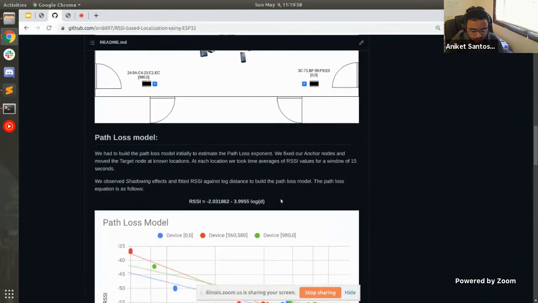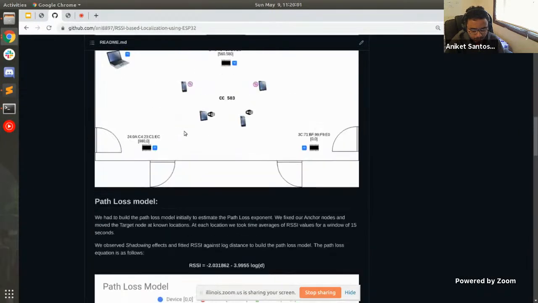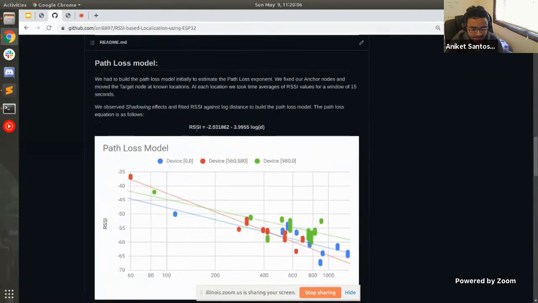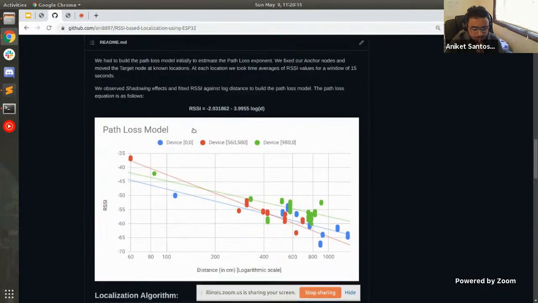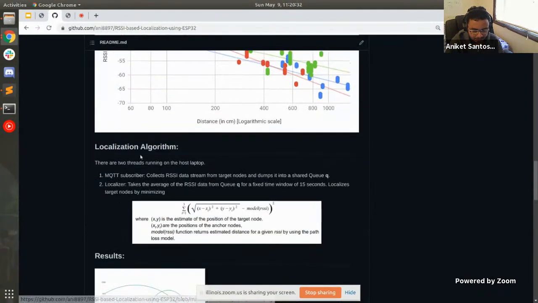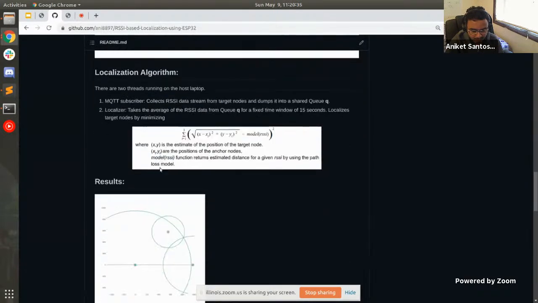One of the first things for approaching this problem is to build a path loss model, where we basically map that if this is a particular value of signal strength, then the object should be at this particular distance. The RSSI, or received signal strength value, essentially decays exponentially with distance to the power of 4. We did some experiments to estimate the path loss model, and then we ran a localization algorithm to predict where that particular device is.